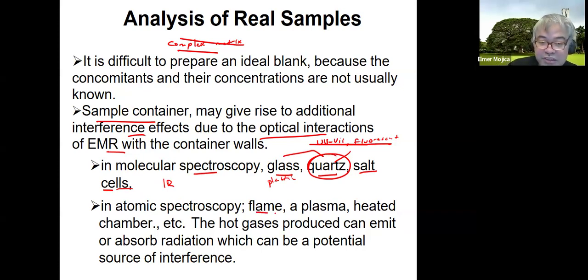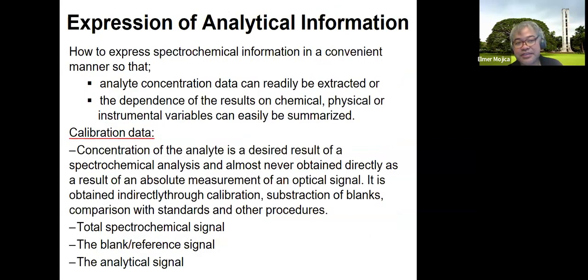Now, in atomic spectroscopy, you need a flame, a plasma, a heated chamber. So the hot gases can emit or absorb radiation, which can be a potential source of interferences. Okay? And another thing that you're going to look at is what? In doing an analytical technique, how to express spectrochemical information in a convenient manner so the analyte concentration data can readily be extracted, or the dependence of the results on chemical, physical, and instrumental variables can be summarized. So this is where we have what? The calibration data.